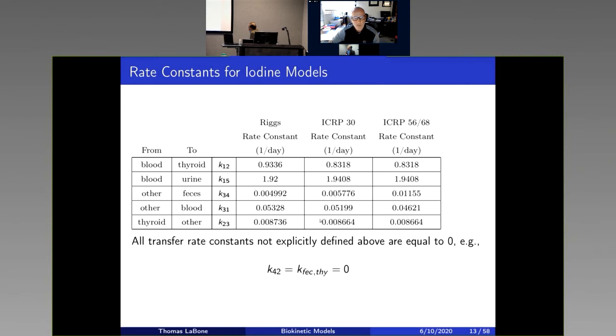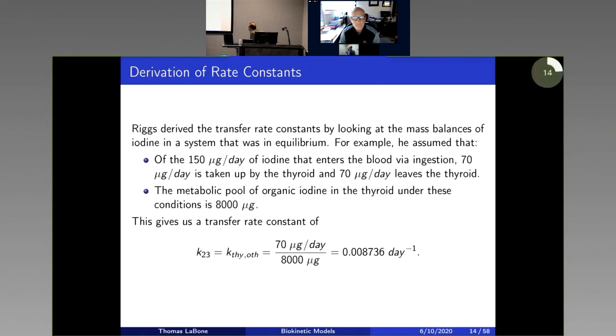And as a portent of things to come, we're going to be particularly interested in these other to feces and other to blood transfer rate constants in here. And you can see that they were changed in the 5668 model versus the earlier models. And we're going to talk, again, these are of great interest here.